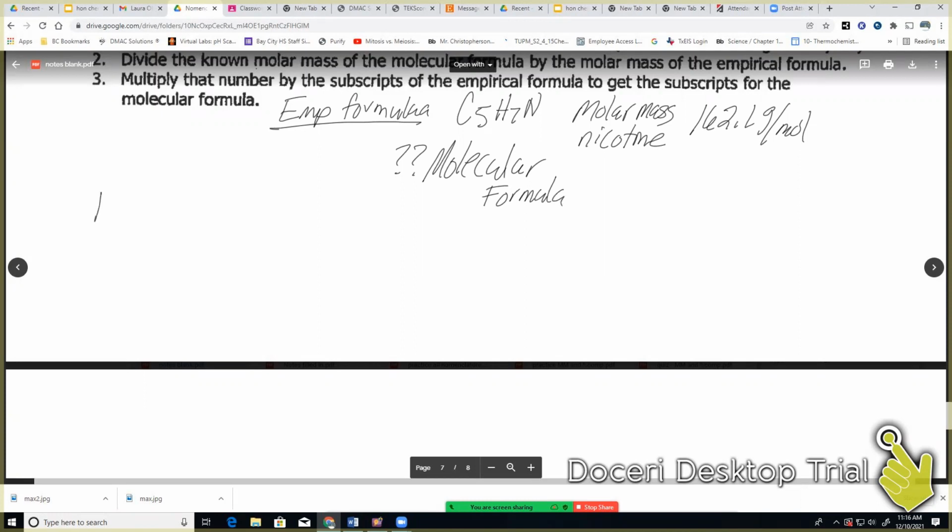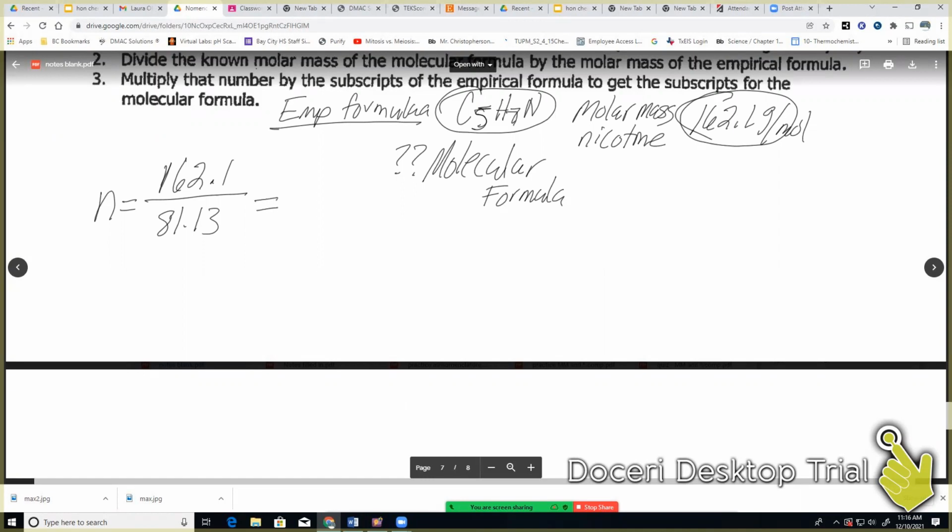All right, so our first thing we need to do is we need to figure out our little n. So our little n is always the molar mass of the whole compound. So that's the one that's given to you, 162.1, divided by the molar mass of just the empirical. So you would have to calculate the molar mass of that. And when you did, it would be 81.13. So that's just what we've been doing. Take 5 carbon, 7 hydrogen, and 1 nitrogen. That's where my 81.13 comes from.